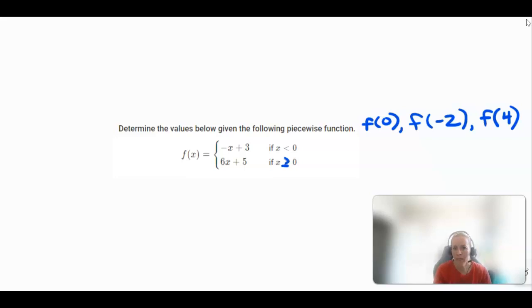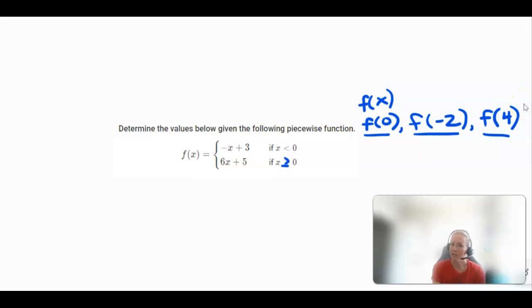So we need to determine the following values given that piecewise function. We need to find f of 0, then f of negative 2, then f of 4. So first of all, what do these mean? Well, notice it's f of x, and so whenever we have this number, it's really in place of x. So this just means they're asking us, what is the function going to equal when x equals 0? Or what is this function going to equal when x equals negative 2? Or what is the function going to equal when x equals 4? So we're basically just substituting it in and finding out what the function equals.